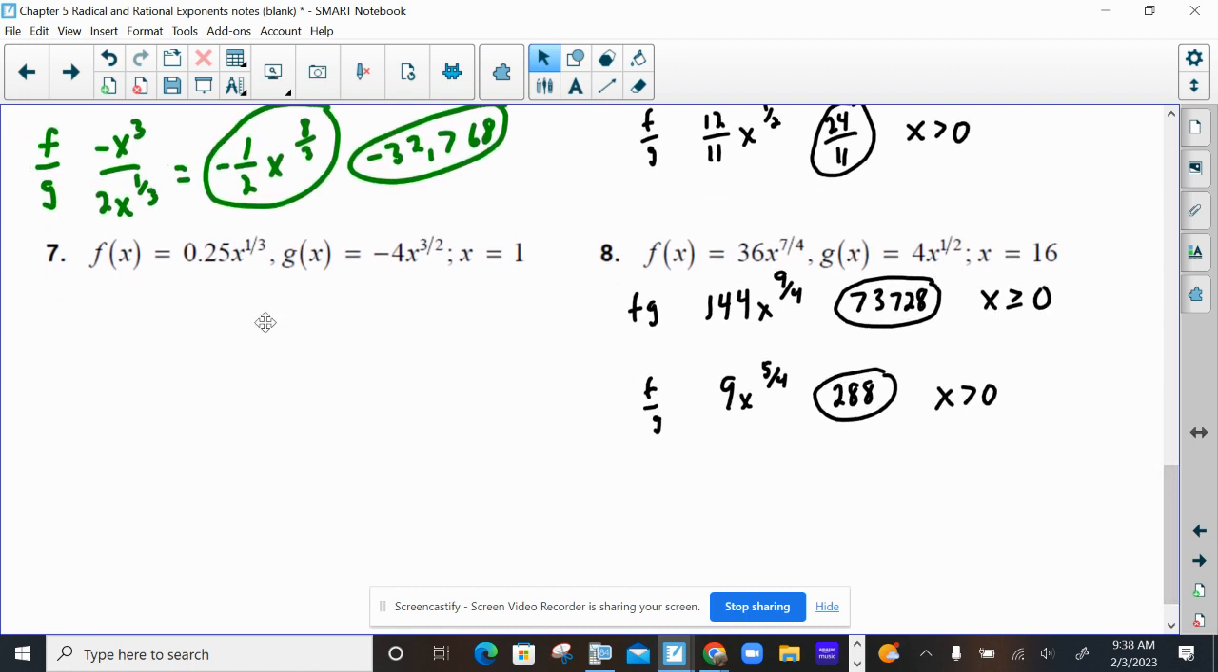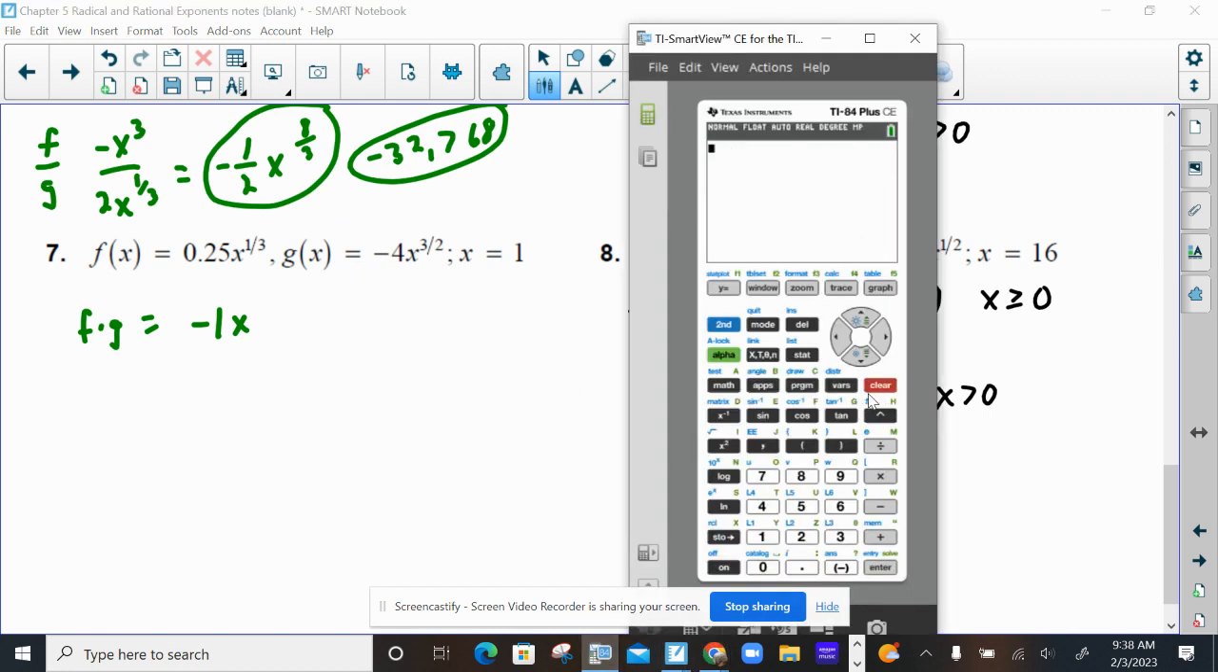So then the last one that we're going to do, we can easily multiply f times g. So if you need a calculator, you can use a calculator. 0.25 times negative 4 is just going to be a negative 1. Okay? And then you add your exponents. So again, if you can't add fractions, with a common denominator, I know this is 2/6. I know this would be 9/6. And then I can add, and I'm going to get 11/6.